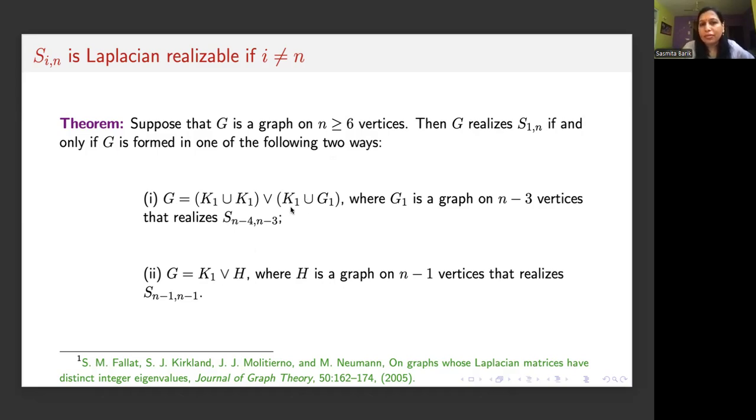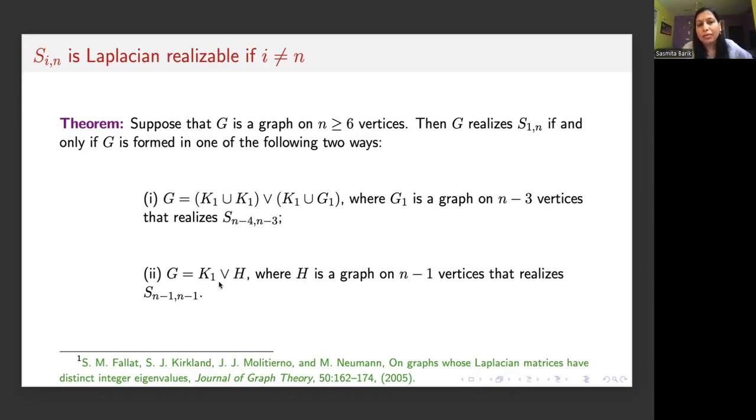G is constructed in this way. You can observe here, the operations are join and union, and most of the time K1 is used. And G1 again comes from a graph that realizes this spectrum, so that also has a construction like this. So the construction is somehow interesting here. G is K1 union K1 join K1 union G1, where G1 is a graph on n minus 3 vertices, and that realizes this spectrum on n minus 3 vertices, and it is missing n minus 4. So if G1 is there, then we can use that G1 and construct G, which will realize S1n.